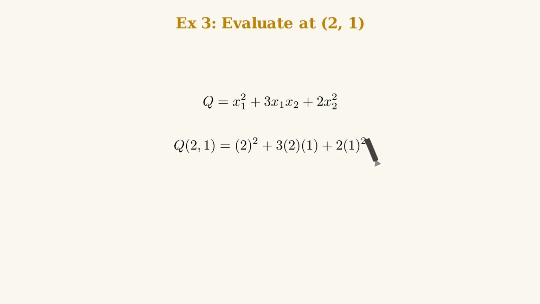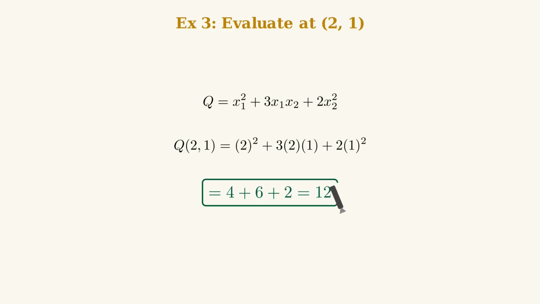Finally, let's evaluate a quadratic form at a specific point. Substitute the values, 2 squared plus 3 times 2 times 1 plus 2 times 1 squared. Simplifying the arithmetic, we get 4 plus 6 plus 2, which equals 12. We can verify this is correct using the matrix method as well.